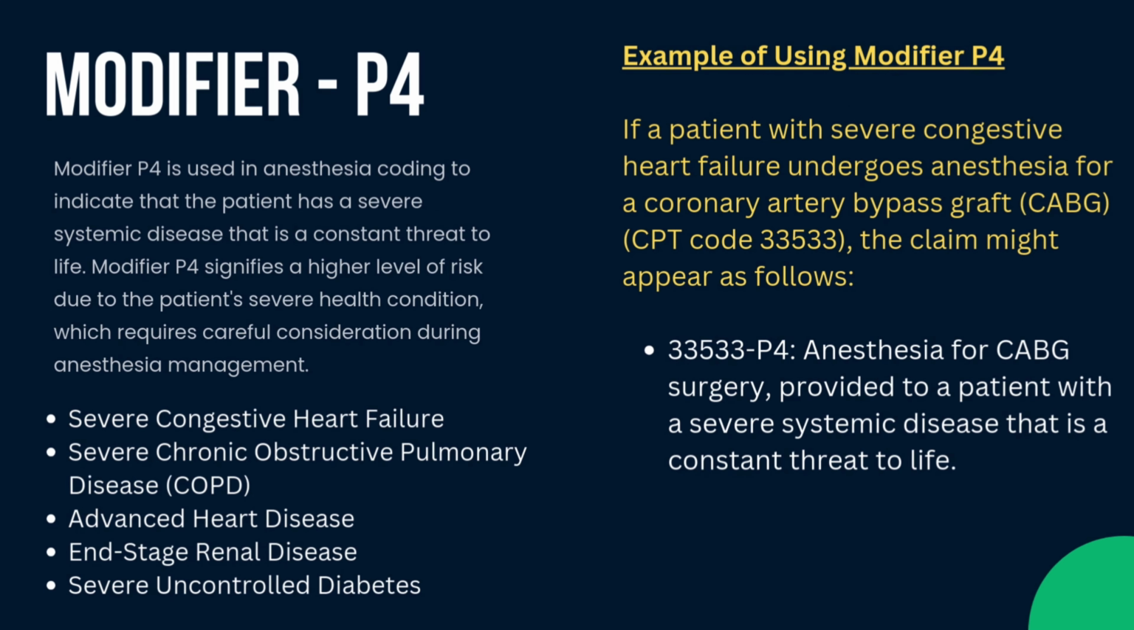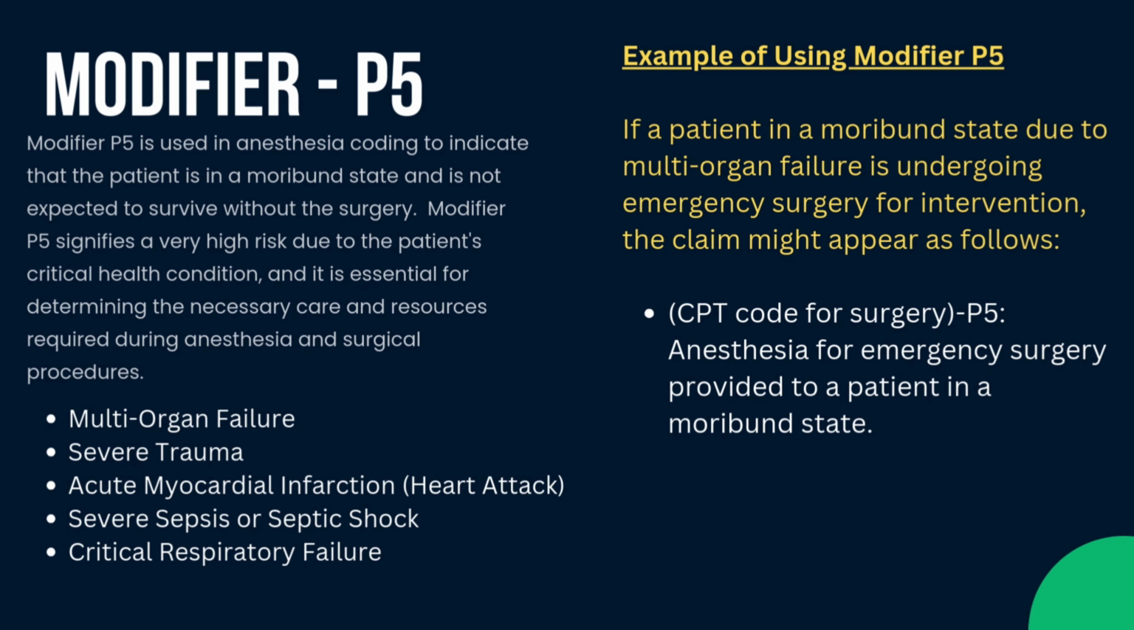Next comes modifier P4. Modifier P4 indicates that the patient has a severe systemic disease that is a constant threat to life, that is, a high level of risk due to the patient's health condition. We can say congestive heart failure, severe COPD, advanced heart disease, end-stage renal disease, severe uncontrolled diabetes. These all come under severe systemic disease that is a constant threat to life. I have given an example also.